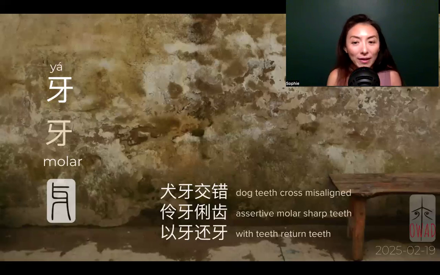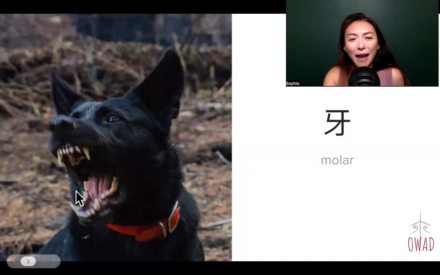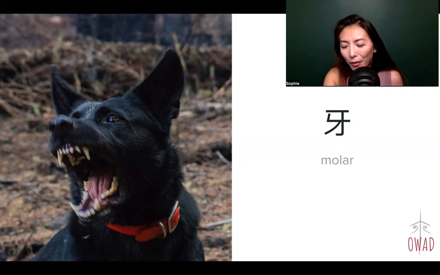So 以牙还牙. And here is 犬牙交错, just to show you visually how the dog teeth differ and how sharp that is, how misaligned and hard to analyze, hard to straighten probably. I don't know if orthodontists would have a good time aligning those teeth.